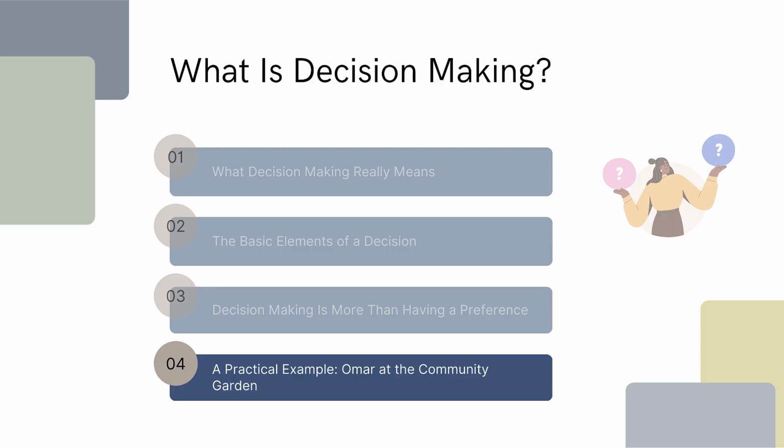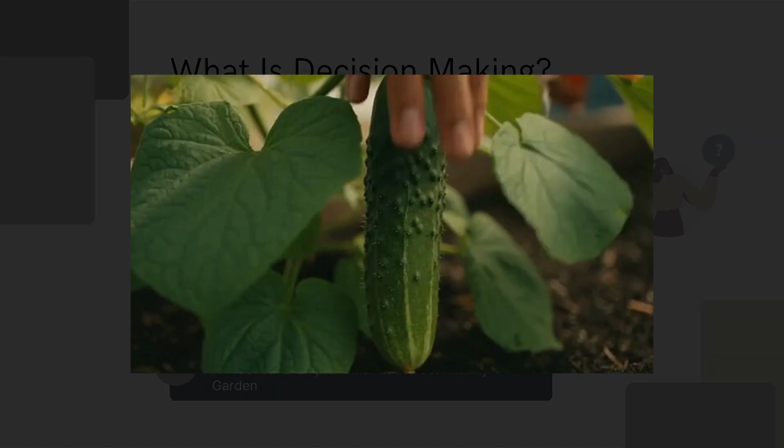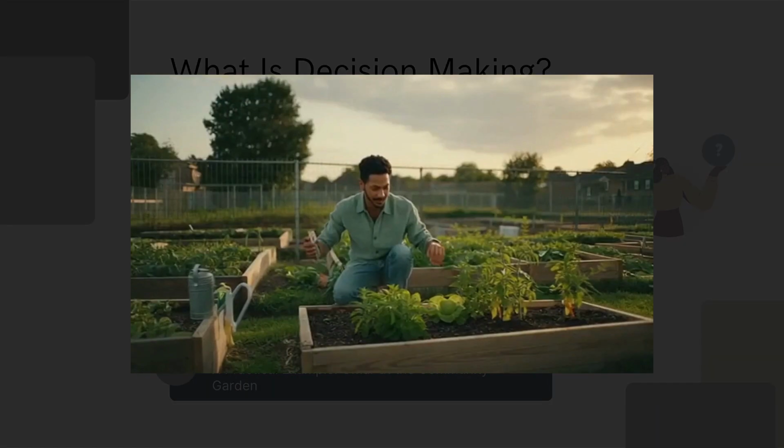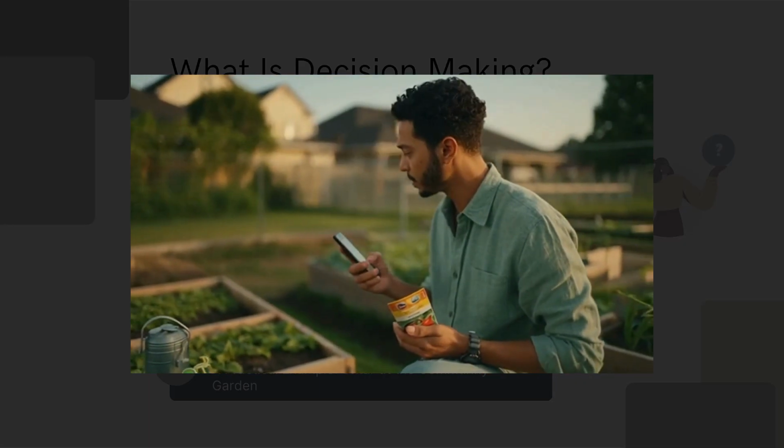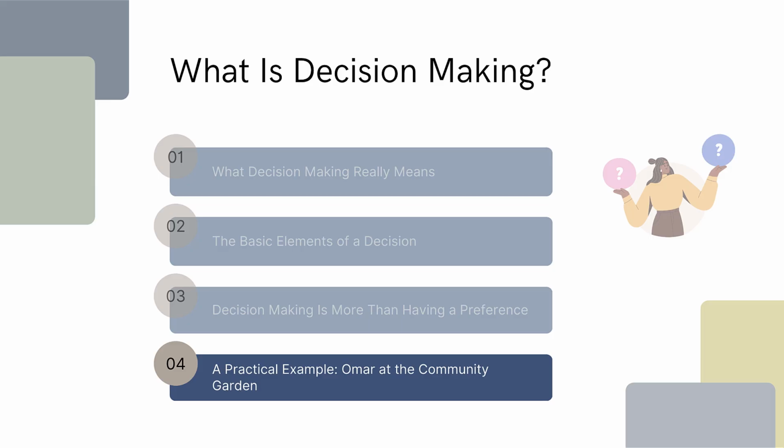A practical example. Omar at the community garden. Omar Haddad has recently received a small plot in a community garden. He has never managed a garden before, but he is enthusiastic about producing some of his own food. At first, Omar thinks the decision is simple. He enjoys eating tomatoes, cucumbers, lettuce, peppers, mint, and rosemary. Therefore, he plans to grow all of them.